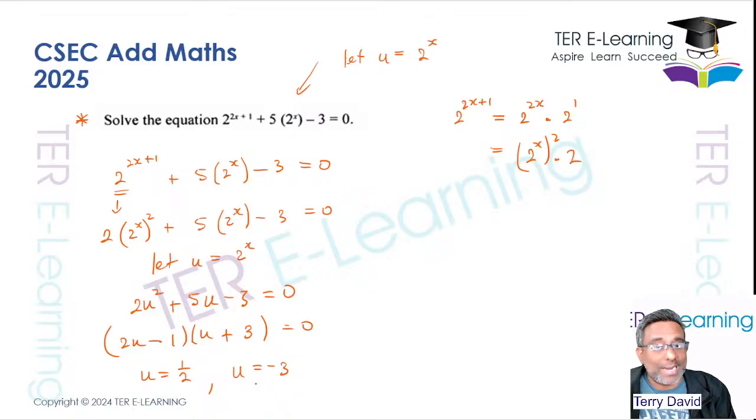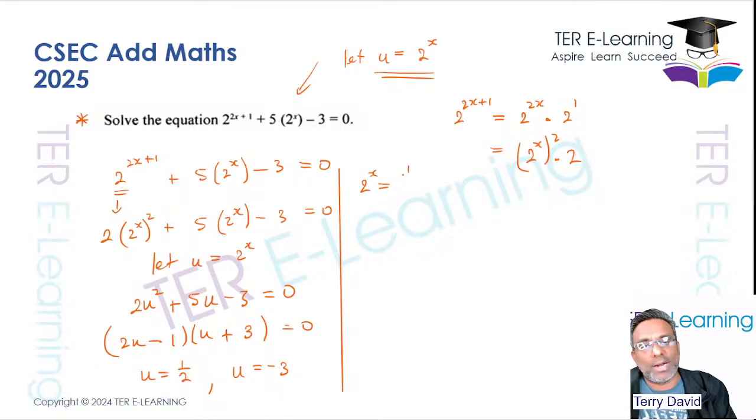Now those are not our answers, because we made a substitution. So let's put the first one here: 2 to the power x is equal to a half. Therefore, 2 to the power x is equal to 2 to the power minus 1. So therefore, x is equal to minus 1. So this is one solution.